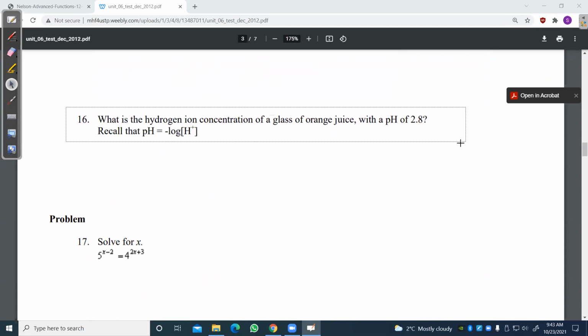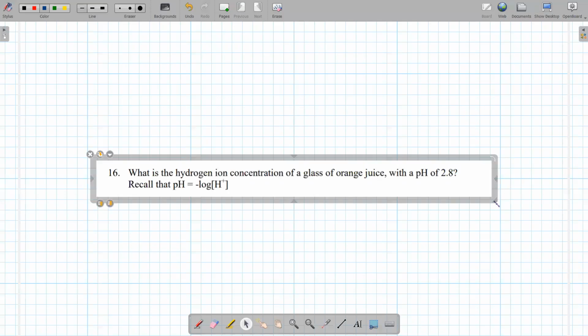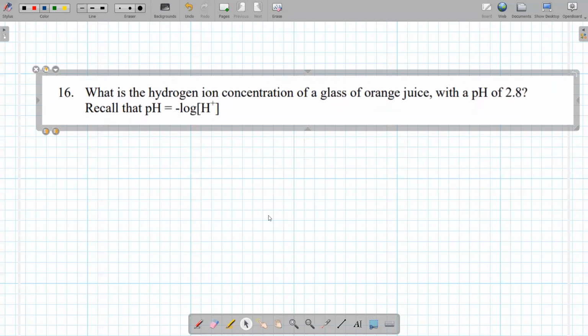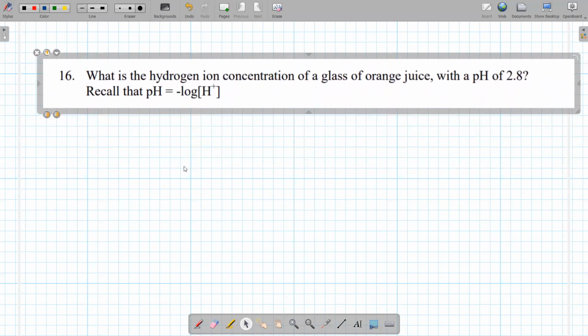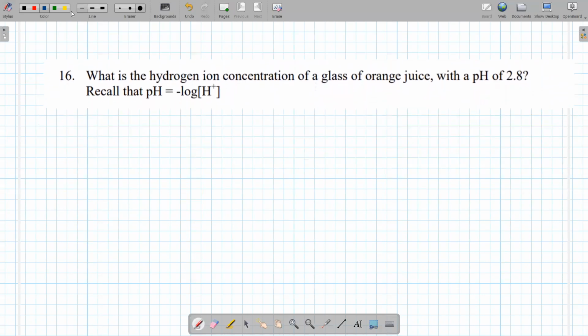Let's do a quick pH question. You'll be doing this in grade 12 chemistry as well. Did you do grade 12 chemistry? I'm doing the Excel chemistry right now. So you'll be doing this in one of the units, in the acid base unit.